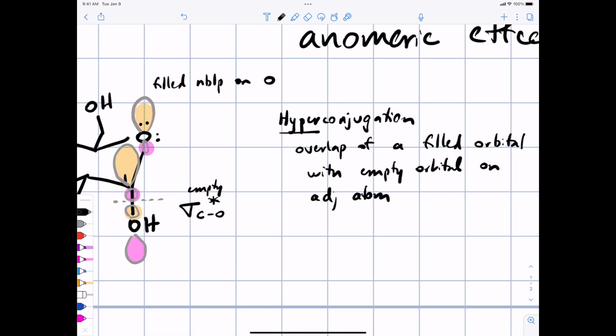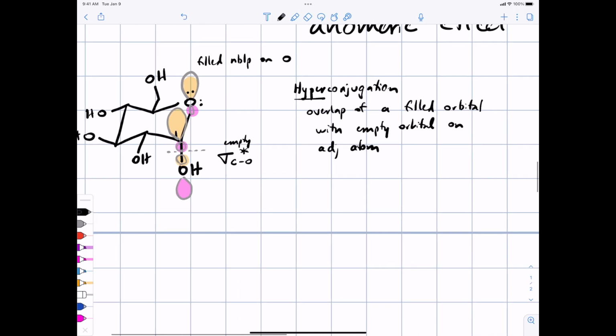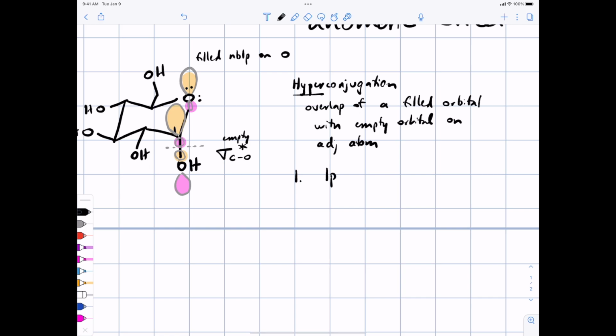It's similar to conjugation. Remember, conjugation involves side-by-side overlap of p orbitals to create resonance. Hyperconjugation also involves side-by-side overlap of orbitals, but they don't necessarily have to be p orbitals. In this case, it's an empty sigma star and a filled oxygen orbital. And this has a couple of consequences. First, the lone pairs on the oxygen spread out. They actually spread out towards carbon 1. And remember that electron delocalization is stabilizing.